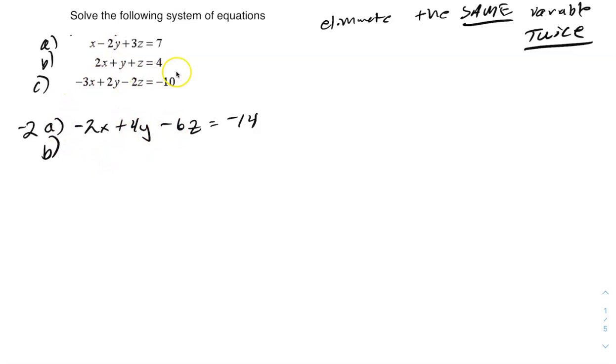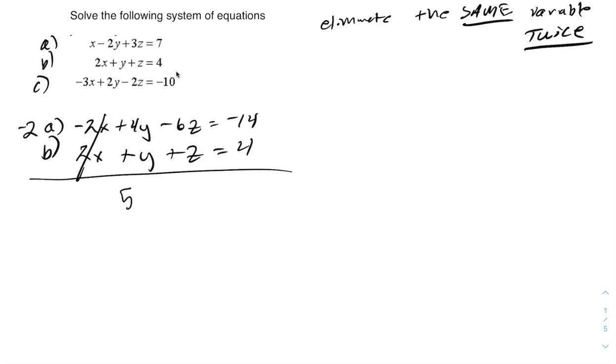B, I'm leaving the way it is, so I'm not going to touch B at all. 2x plus y plus z equals 4. I'm going to add these up. The x's cancel out like they're supposed to. I get 5y minus 5z equals -10. I just add like terms. By the way, if you notice here, I could divide all this by 5 and make my life a little easier.